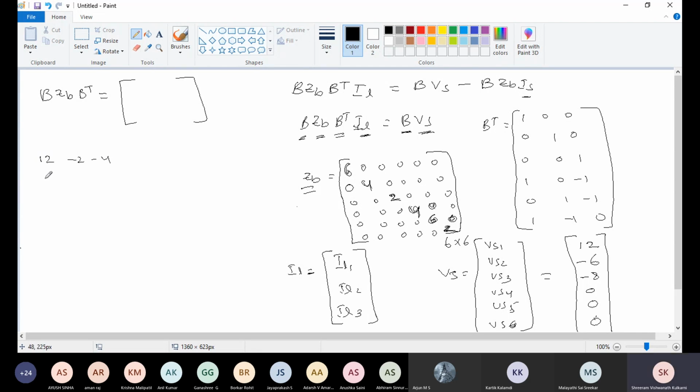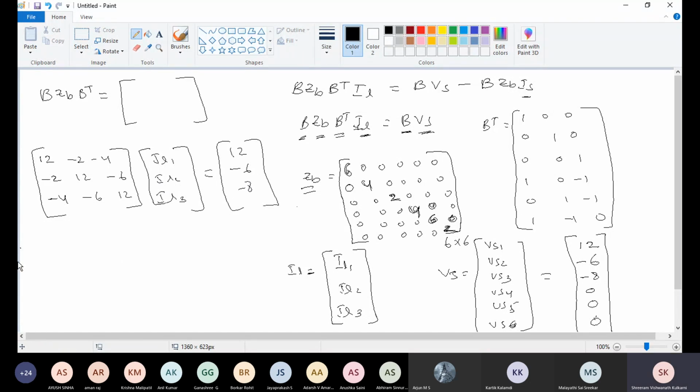12 minus 2 minus 4, minus 2 12 minus 6, minus 4 minus 6 12. You know the vector multiplication, right? How to do the multiplication? IL1, IL2, IL3 equals to my source 12, minus 6, minus 8. This is what I am going to get at the final stage after multiplying all the vectors. Now simply I can calculate IL1, IL2, IL3 from this.